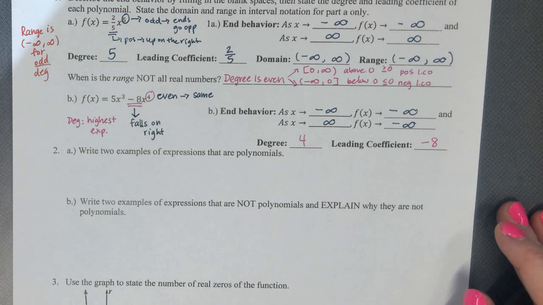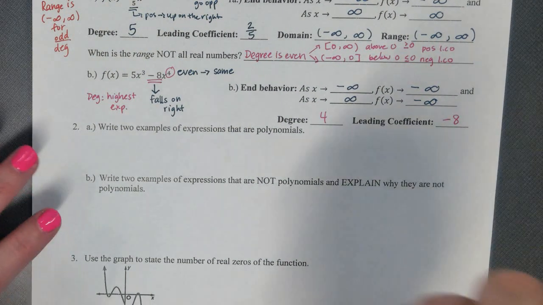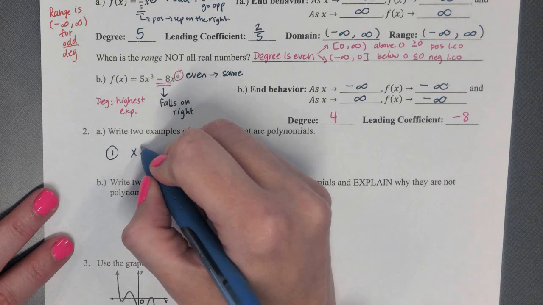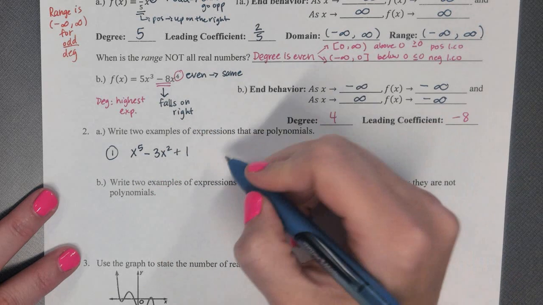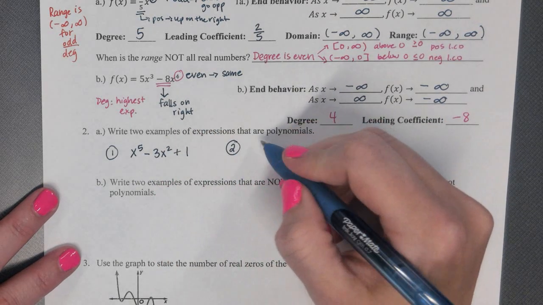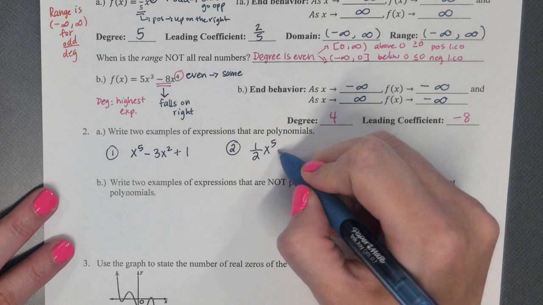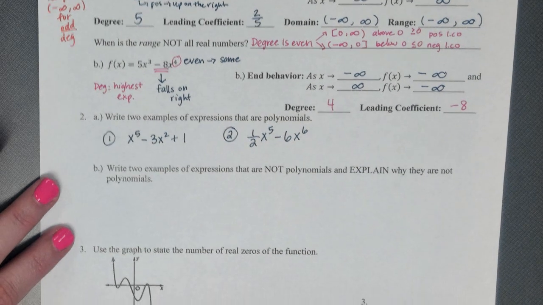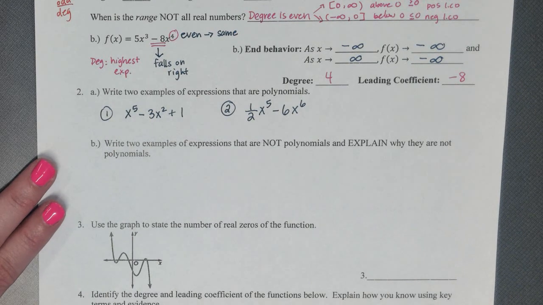Okay, how did those go? All right, so write 2 examples of expressions that are polynomials. So I wrote x to the 5th minus 3x squared plus 1. I wrote a trinomial. And I wrote a binomial, 1/2 x to the 5th minus 6x to the 6th. Those are a few examples. Okay, so be able to identify polynomials there.